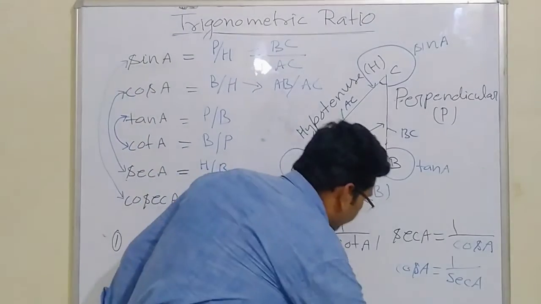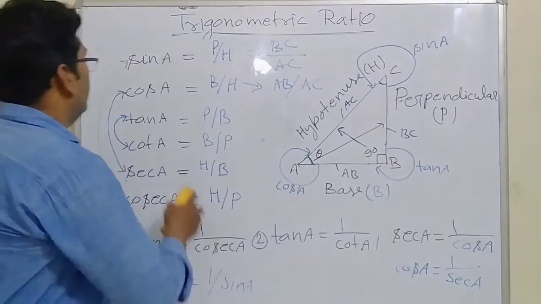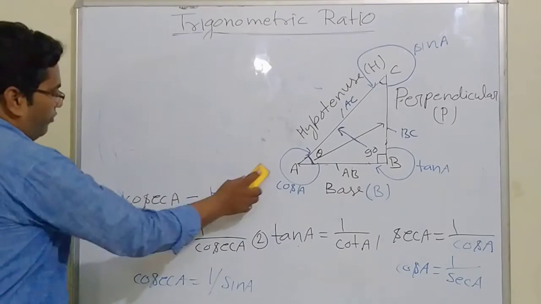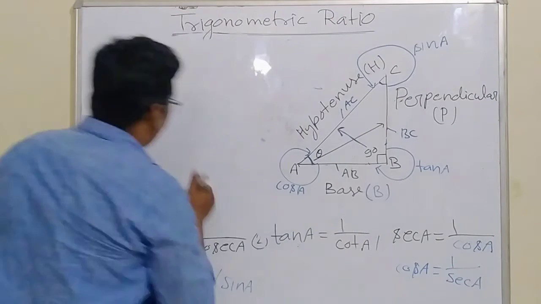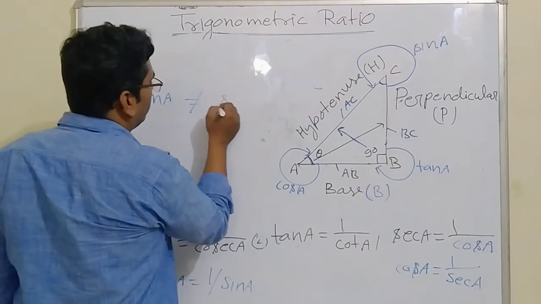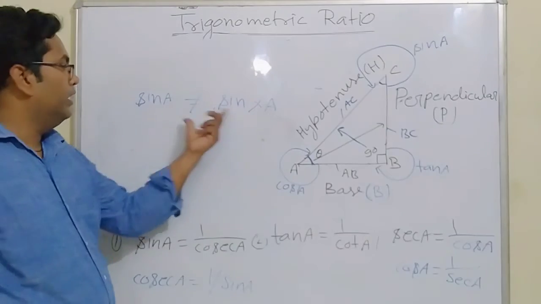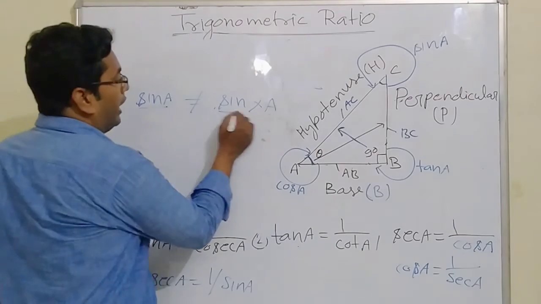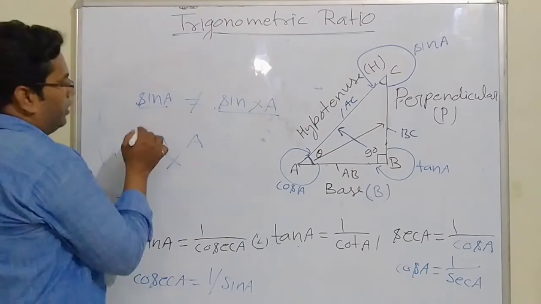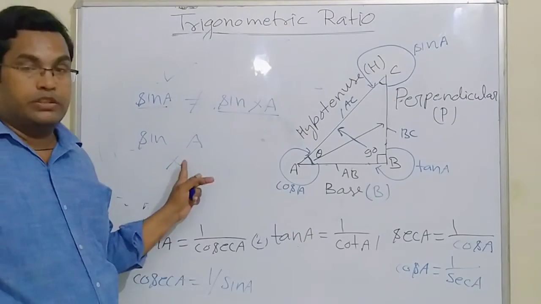One thing more. Few students are very confused here, so to remove that confusion, we tell something. Sin A is not equal to sin A written with a space. This is different. This is the angle, so we write it like this, not like that. We cannot take a space here. This is also wrong. This is the only correct one. This is also wrong, this is also wrong, so this is not equal to this and this.